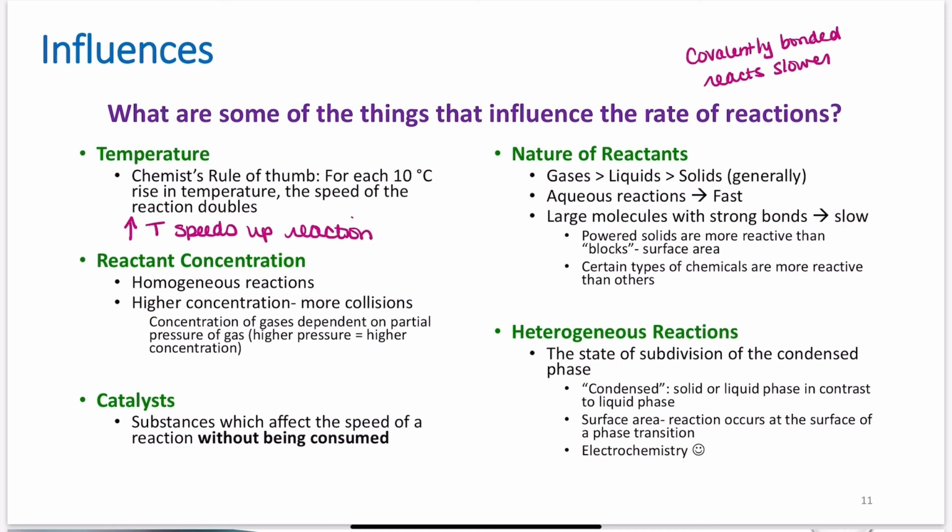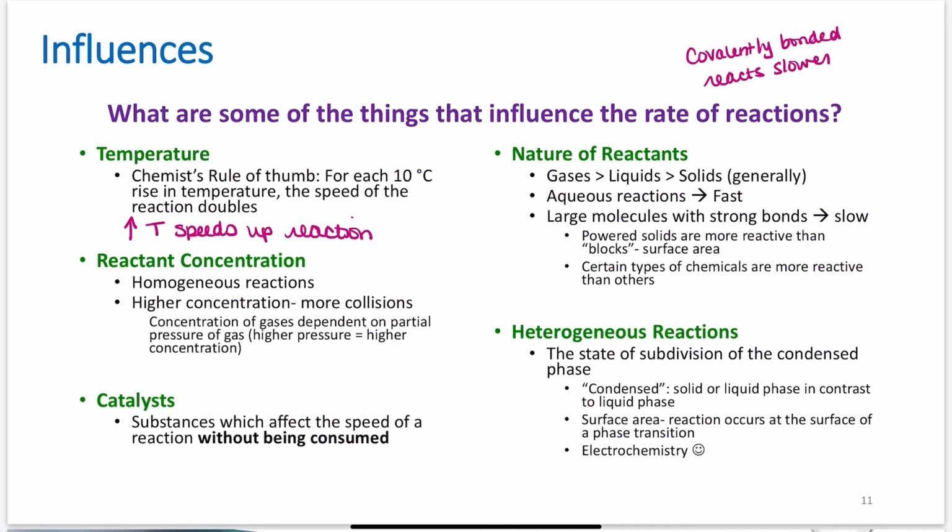Powdered solids are more reactive than blocks because of surface area. So if I take a solid and I actually make a powder of it, it's got a larger surface area, more likely to react, faster reactions. Certain reactions, certain types of chemicals are more reactive than others as well, so that can factor into the nature of reactants. Heterogeneous reactions, it's the state of subdivision of the condensed phase. Condensed means your solid or liquid phase in contrast to the gas phase. The surface area makes a big effect on this.